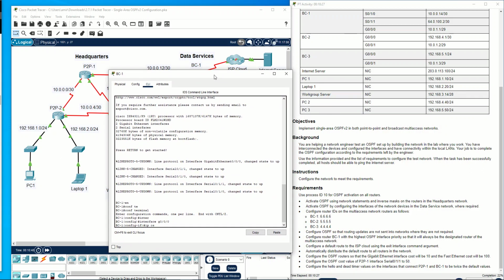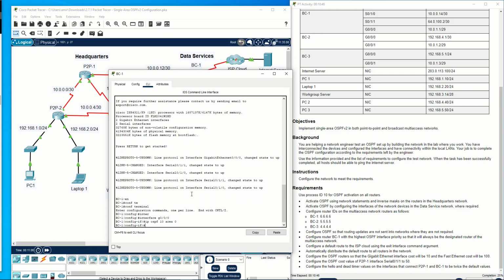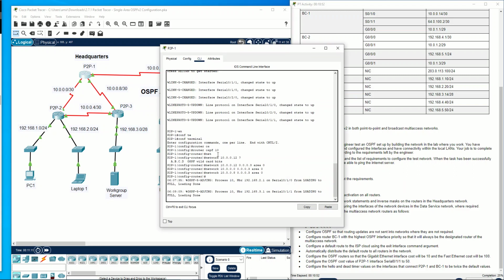How? IP OSPF, what is the process ID? The process ID was 10, as you can see here. And write also which area. This is area 0. It's another option to activate. The other option was here also: router OSPF 10, and after that, network, to advertise the network.